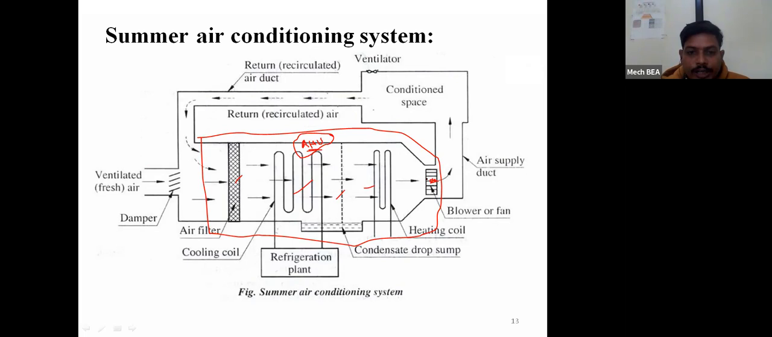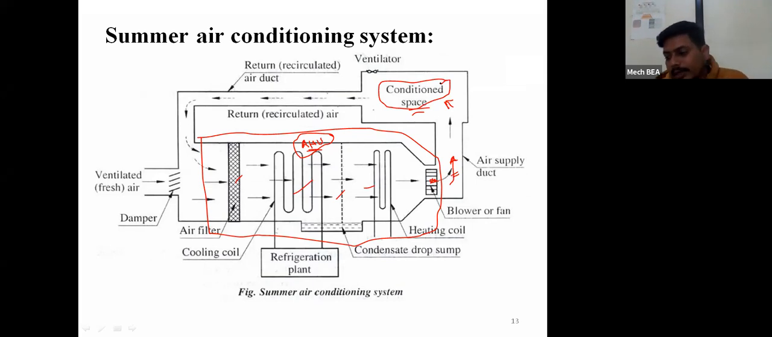Inside the air handling unit, we are doing the various processes as per the requirement. After doing the various processes, whatever air is produced will be called the supply air. That supply air will be supplied to the air conditioning room or space, where the heat which is being generated will be absorbed by the supply air, and because of that, the internal desirable atmospheric condition will be maintained. So this is called a summer air conditioning system.